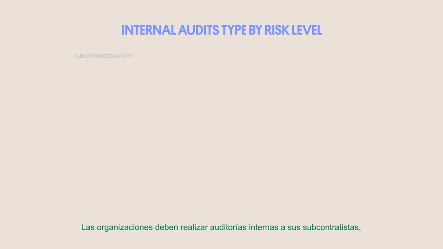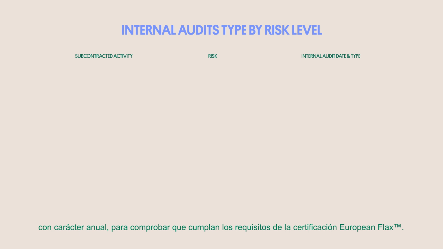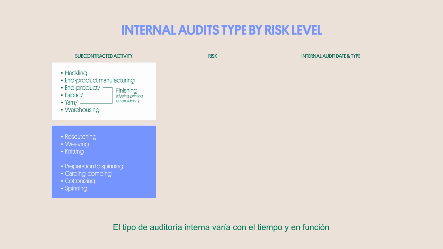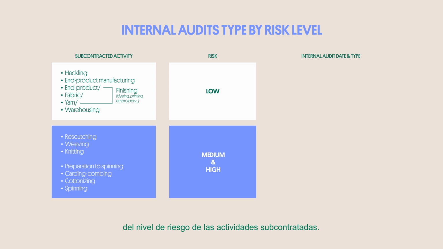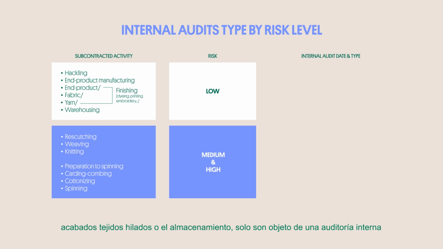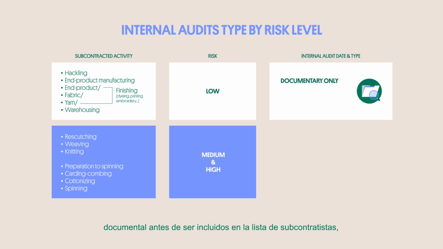Organizations must perform yearly internal audits of all their subcontractors to verify compliance with the European Flax standard requirements. These internal audits vary in type over time and depending on the risk level of the outsourced activities. For example, subcontractors involved in low-risk activities such as hackling and product manufacturing, fabric or yarn finishing, or warehousing shall only be audited internally on a documentary basis before their inclusion in the list of subcontractors, and then at least once a year.